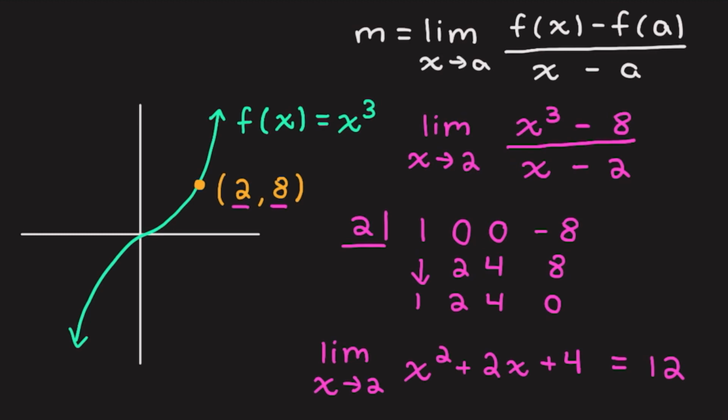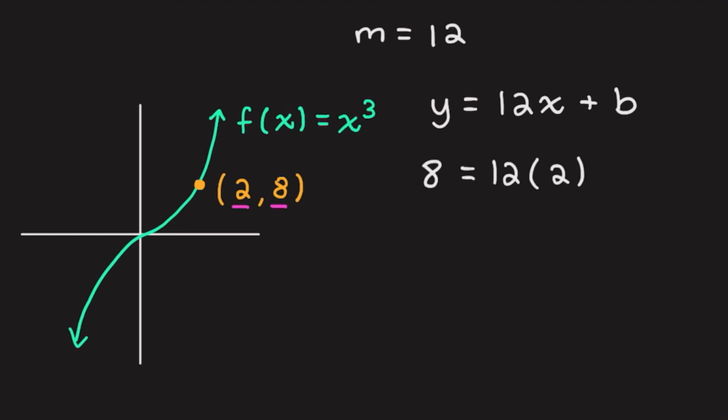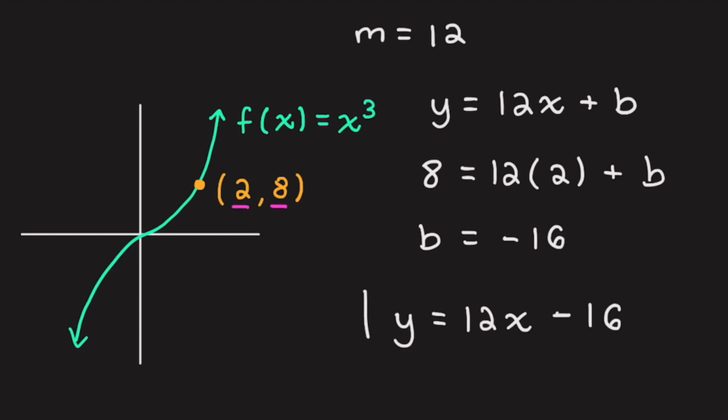Now that we have the slope, we have one major part of our equation, but we still need to find what the y-intercept equals to get our final equation. We know that the tangent line must contain the tangent point, so we can just plug in y and x and then solve for b, getting us a y-intercept of -16. So the equation of the tangent line at (2, 8) is y = 12x - 16.